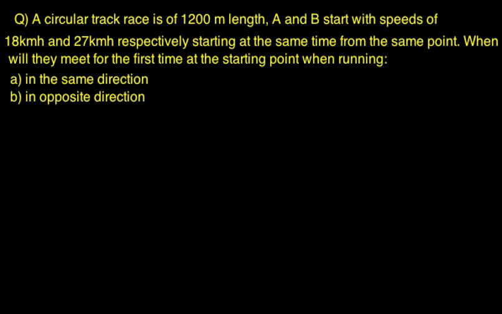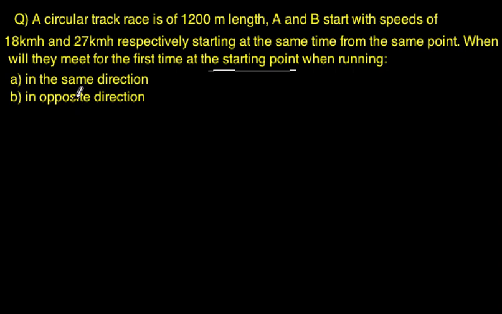Here we have been given a circular track race of 1200 meter length. A and B start with speeds of 18 km per hour and 27 km per hour respectively, starting at the same time from the same point. When will they meet for the first time at the starting point? We have to note that they may meet for the first time somewhere else, but we have to find when they will meet for the first time at the starting point.